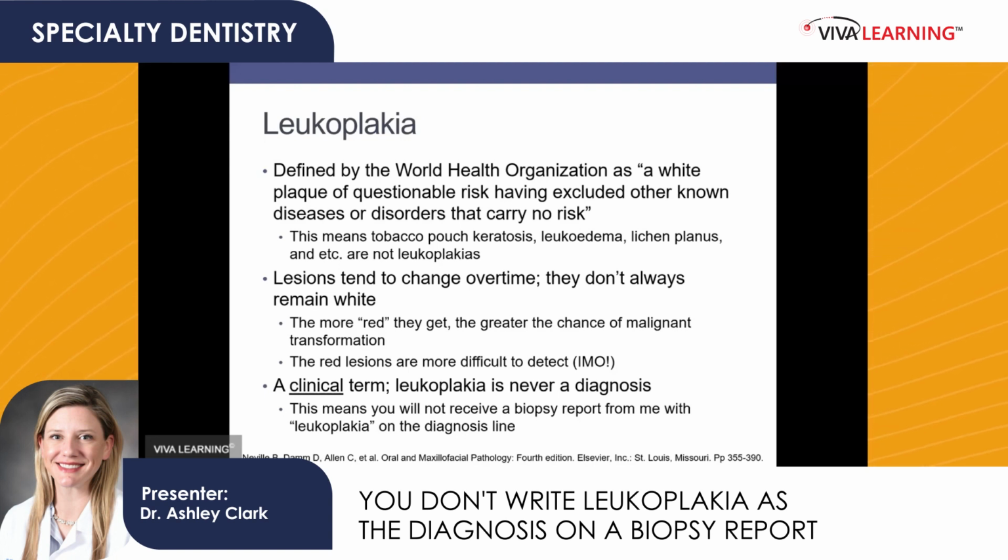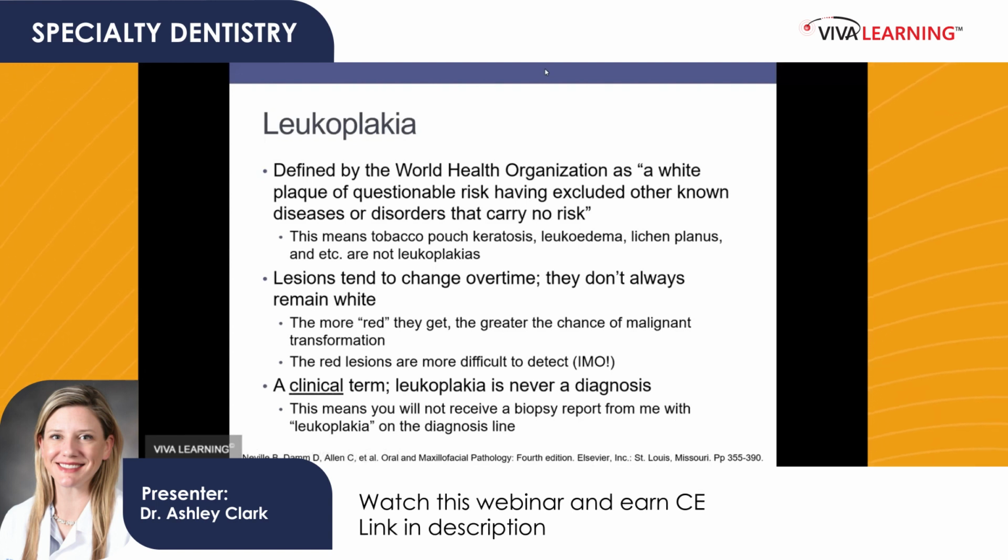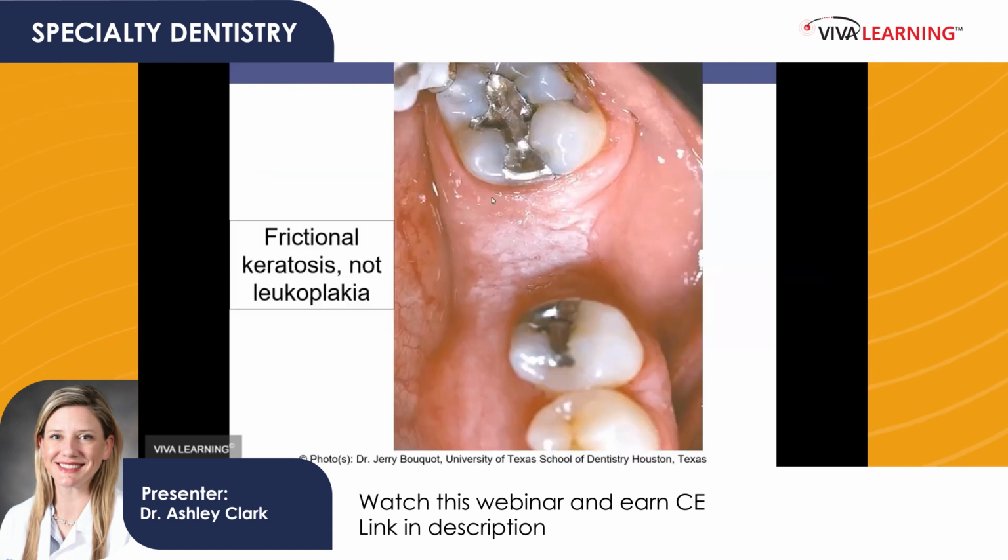So leukoplakia is defined by the WHO as a white plaque of questionable risk, having excluded other known diseases or disorders that carry no risk. And that's a long way of saying it's a white plaque. We don't know why it's there. So other things can present as white plaques, like tobacco pouch keratosis. That presents as a white patch, but we know why it's there. This I would also sign out as hyperkeratosis, because that's what it is, but this lesion is not meant to be watched. So I just wanted to point out the difference in what I mean when I say leukoplakia, because it relates to the treatment plan.